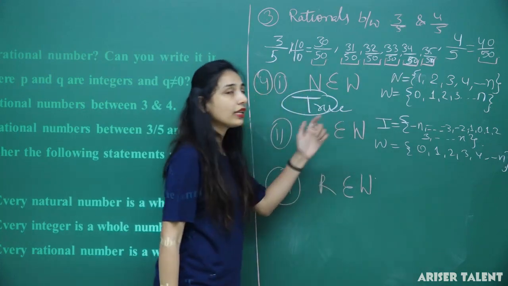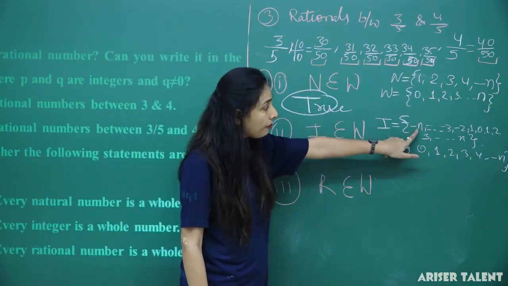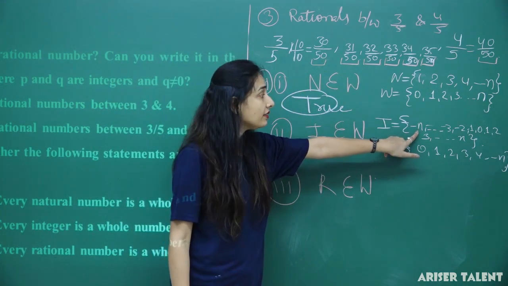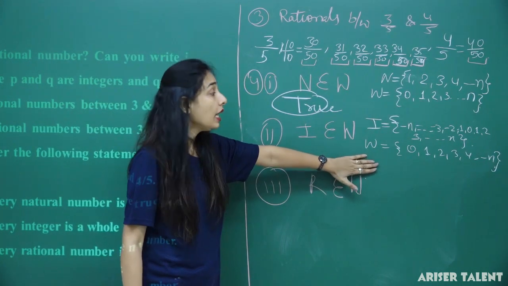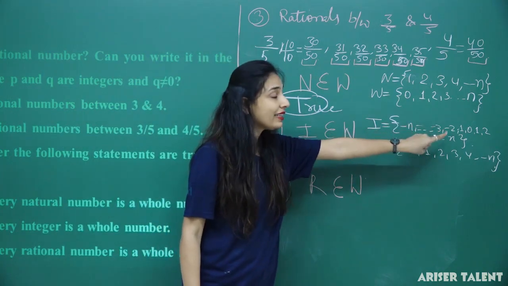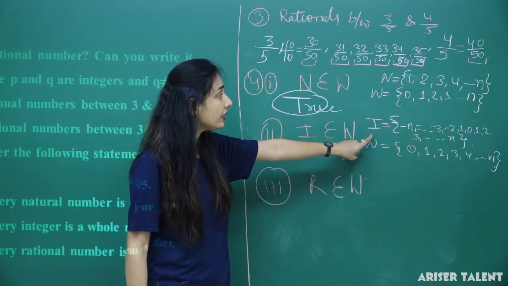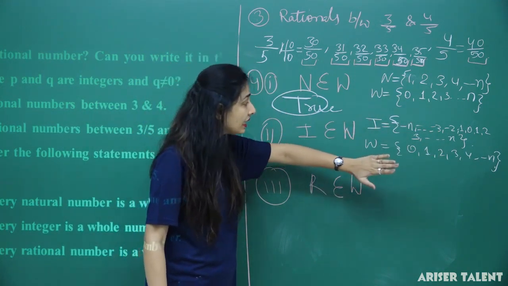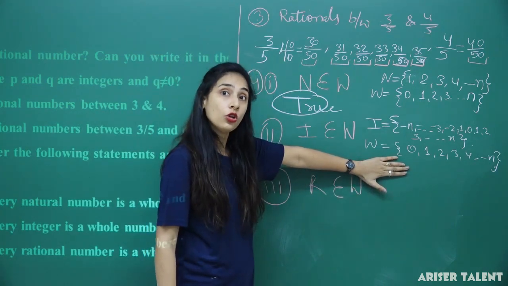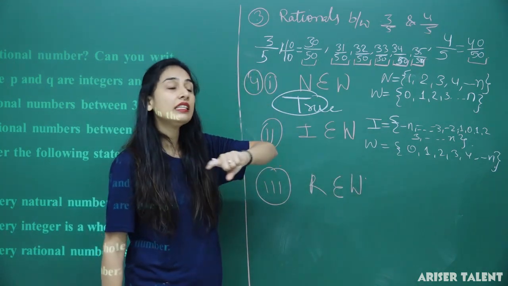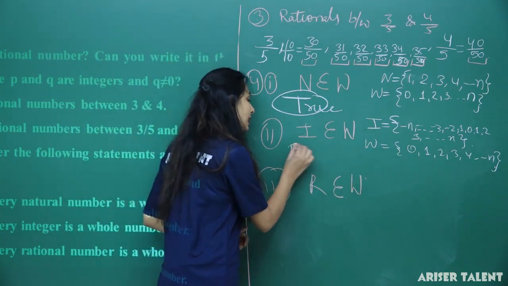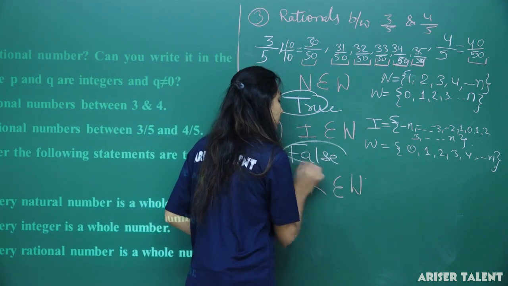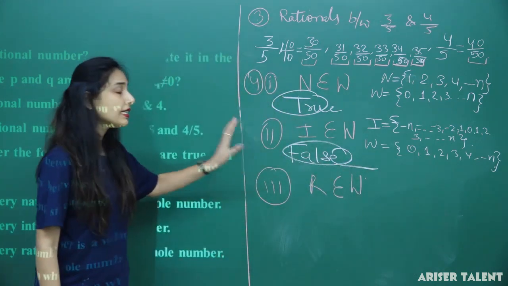Now students, you can clearly tell me that ma'am, minus n is here in this set of integers but not in this whole number set. Minus n, minus 3, minus 2, minus 1, these all are there in the set of integers but they are nowhere in the set of whole numbers. That means some integers do not belong to the whole number set. That means this is completely a false statement. This is false.